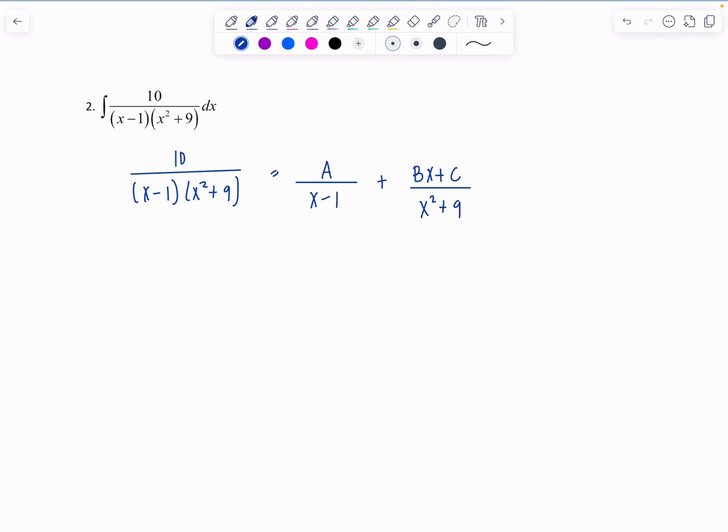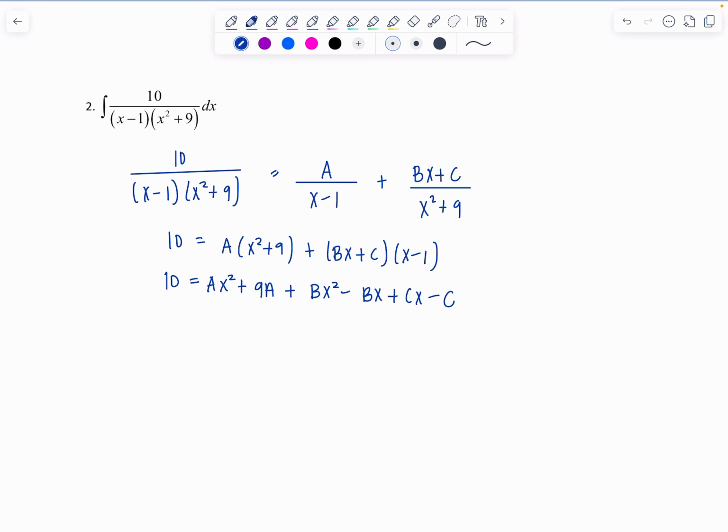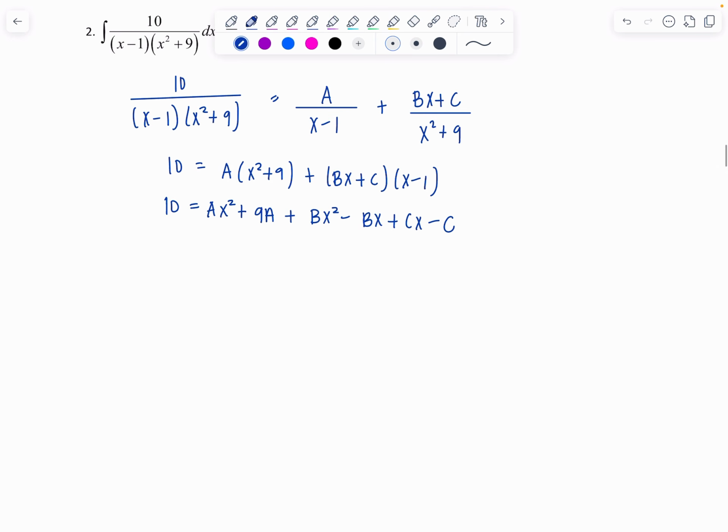Then you're going to multiply everything through by the LCD, so you get 10 equals A times x squared plus 9 plus Bx plus C times x minus 1. So 10 equals Ax squared plus 9A plus, and then this will be Bx squared minus Bx plus Cx minus C. And then we'll solve for the constants by equating coefficients of like terms. So x squared, there's no x squareds on the left, so that has to equal A plus B. X to the first, none on the left, that must equal negative B plus C. And then x to the 0, my constant, I have 10 equals 9A minus C.